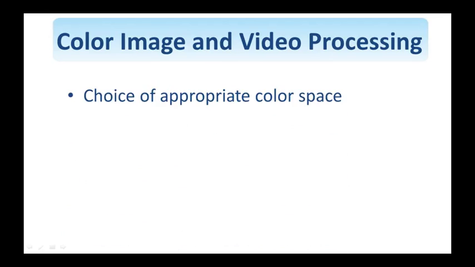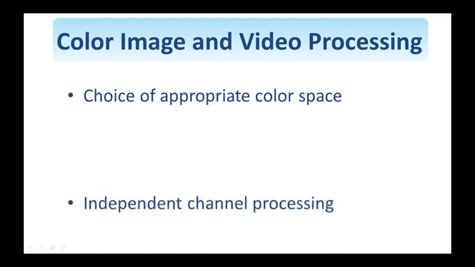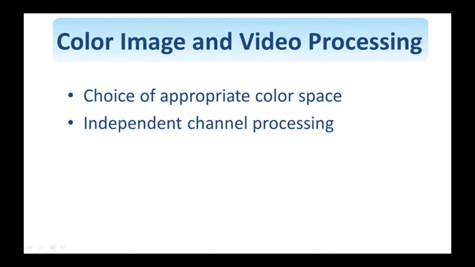In processing color images and videos, the first step is to choose the appropriate color space based on the analysis and the discussion in this segment. The second decision is whether to process each channel in this representation independently or jointly. Most of the work in the literature is performed by processing each channel independently, and they call channel the RGB or YUV, for example, planes or representation of the color image.